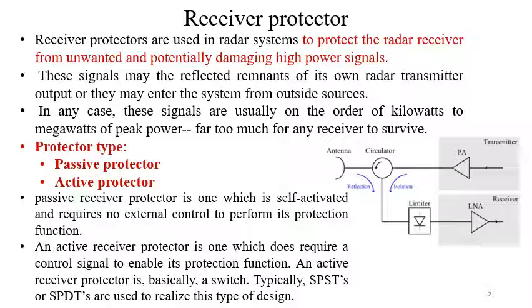In any case, these signals are usually on the order of kilowatts to megawatts of peak power, which is too much for any receiver to survive. Now protectors are of two types. One is the passive protector, another is the active protector.